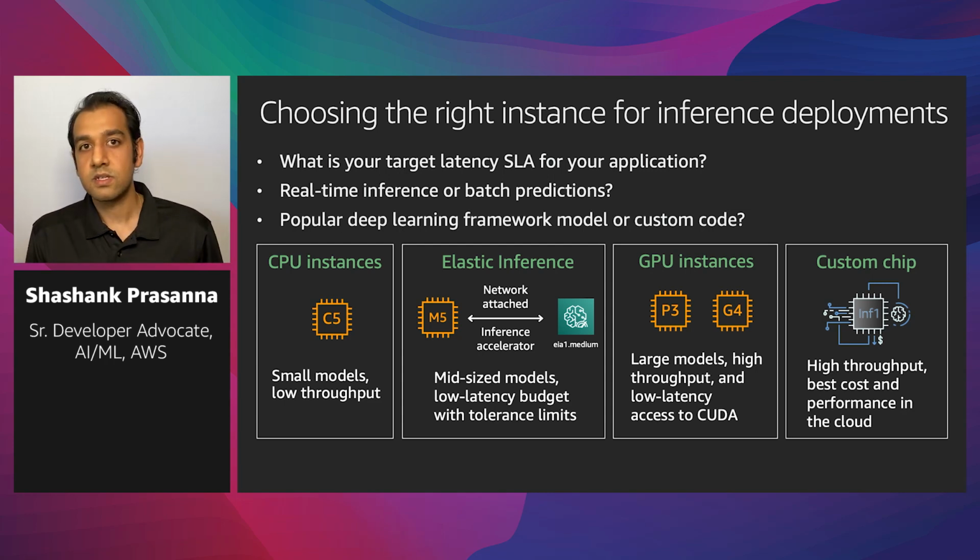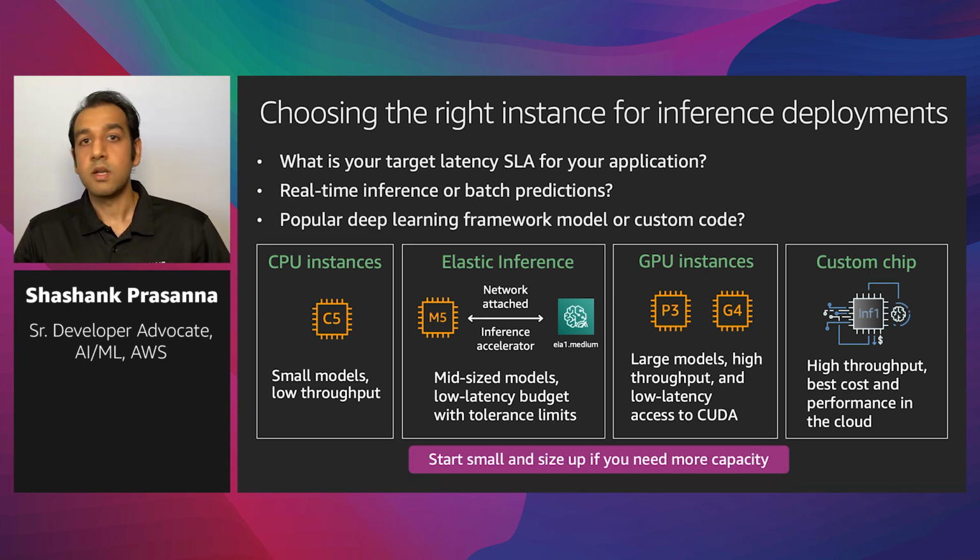Again, the general guidance here is to always start small, deploy with the CPU instance, and figure out if you want to size up into a beefier instance, depending on whether you're hitting your SLA, or whether you're doing real time or batch, and so on.